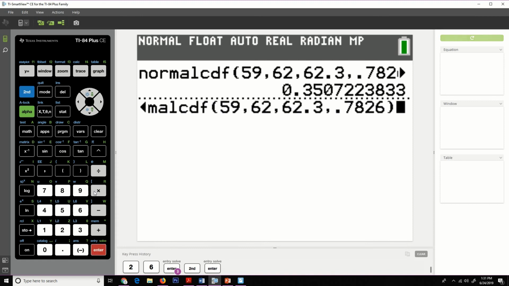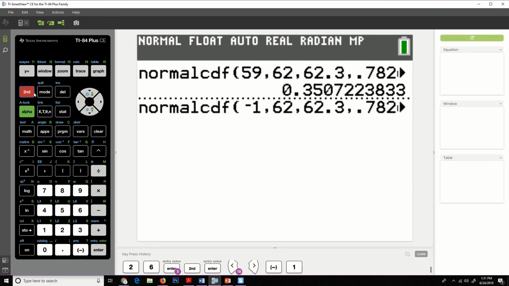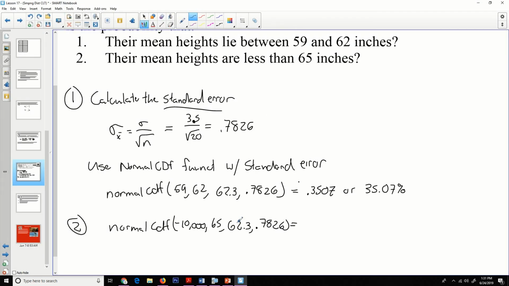And so I'm going to grab my graphing calculator. We're going to go second entry. I want to change all of this stuff, I don't think. So negative 10,000, let's do an insert, and then we want the upper bound to be 65. And then everything else stays the same. So that's good.